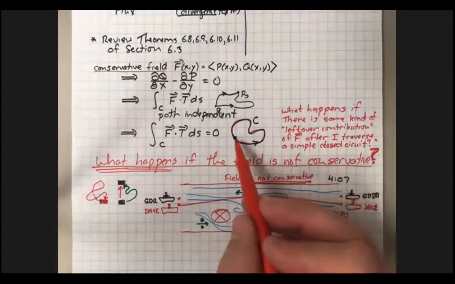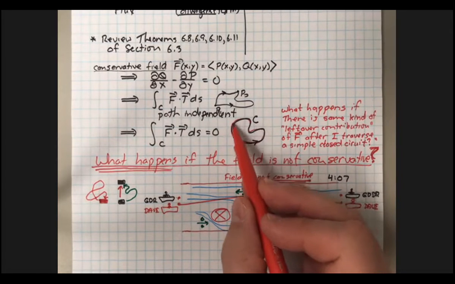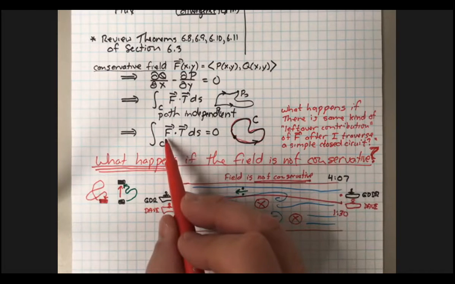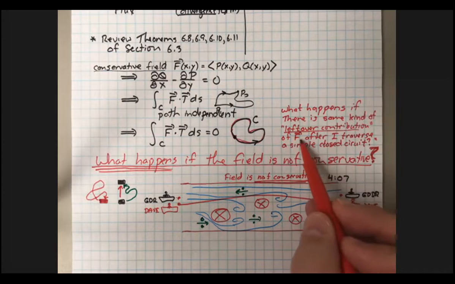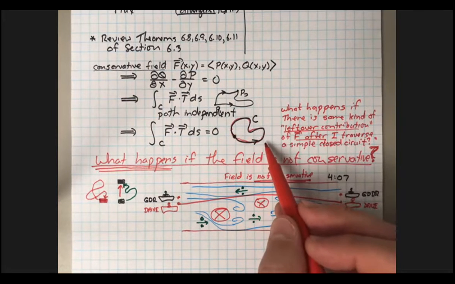But what happens if you go from this point and make your simple closed circuit, your simple closed curve, your simple closed loop, and you find that this integral is not zero, that there's some kind of leftover contribution of F? Is there a way to characterize that contribution, a way to account for it and to calculate, for a general simple closed curve, what that contribution amounts to?